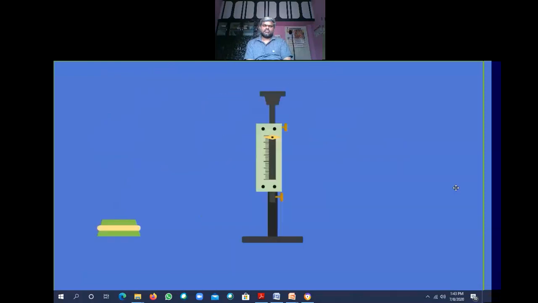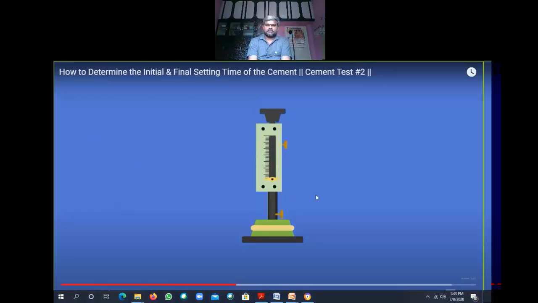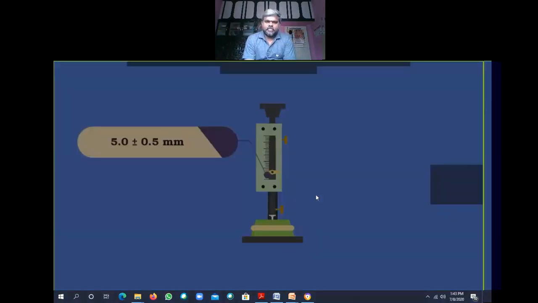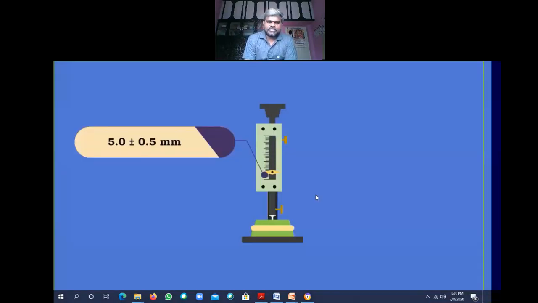Initial setting time. Attach the needle to the apparatus gently and bring it in contact with the surface of the test block. Allow it to penetrate. Repeat the test until the needle no longer completely penetrates the test block.